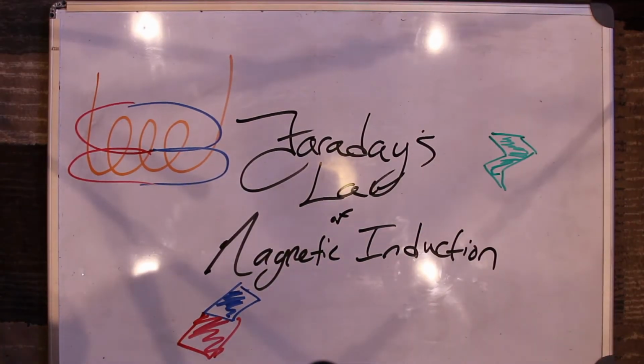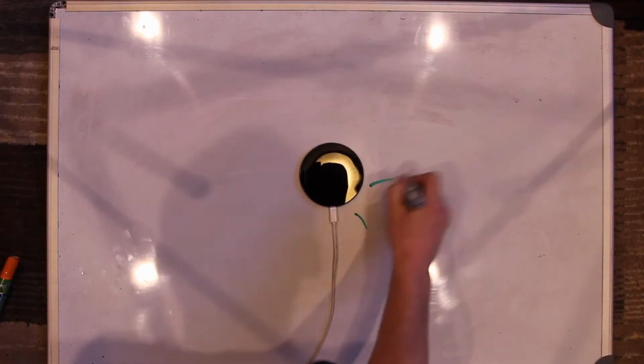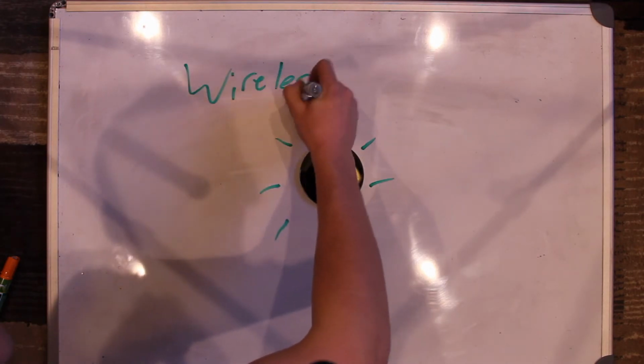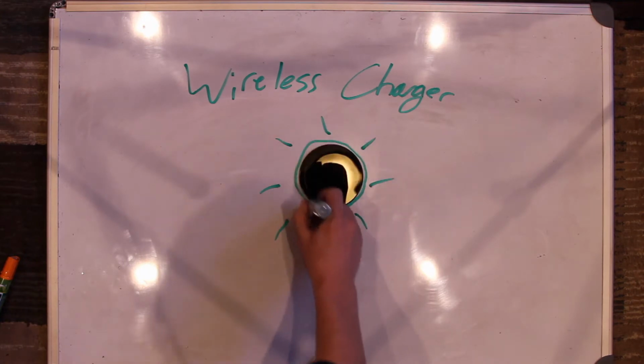Today we are talking about Faraday's Law of magnetic induction. Now, magnetic induction runs a lot of things. It relates electricity or electric fields and magnetic fields. This right here is a wireless charger.